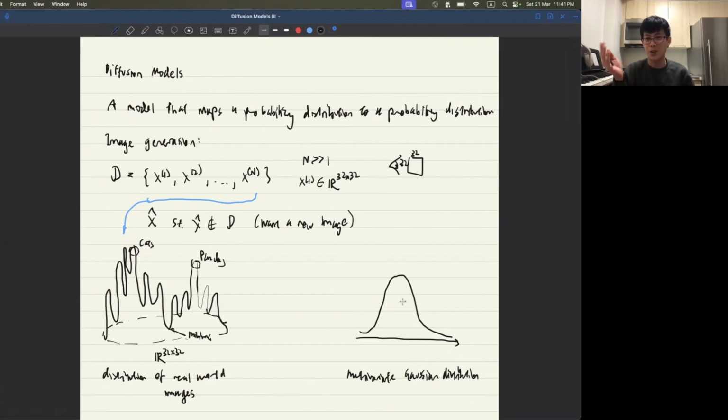It will just be a speckle of white, black, pink, all the random pixels mashed up together. It will not be something that you will see in the real world, but it is very easy to sample from. So this is the multivariate Gaussian distribution.